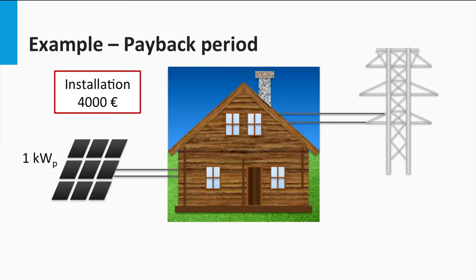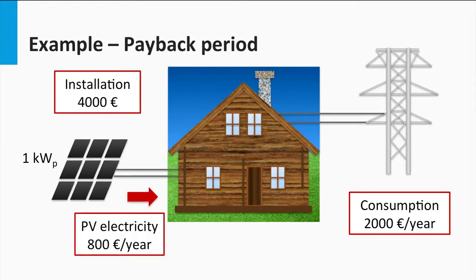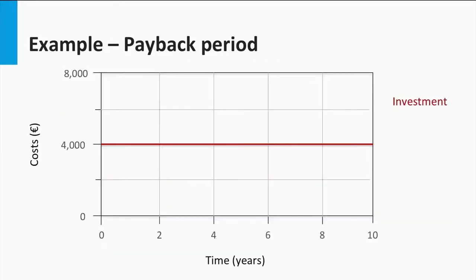We can understand this idea in a simple example. Let's say, for instance, family Smith has installed a PV system of 1 kilowatt peak at an initial investment cost of 4,000 euros. The family's usual electricity consumption is such that on an average it incurs an electricity bill of 2,000 euros per year. After installation of the PV system, roughly 800 euros worth of electricity consumed by the family is provided for by the PV system.